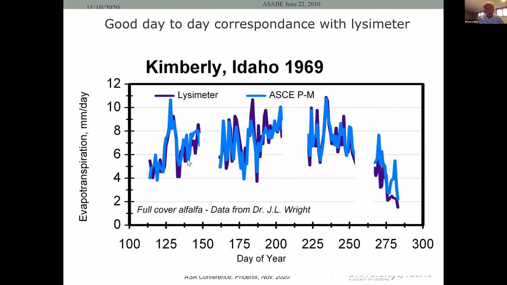Here's another look at some of the data from Kimberly. In this case, it's 24-hour measurements. The dark blue is the lysimeter, the light blue is the ASE Penman-Monteith, and this is over one growing season in 1969 at Kimberly. These whited out periods are periods where the lysimeter crop was harvested and then regrew over about a 15-20 day period.